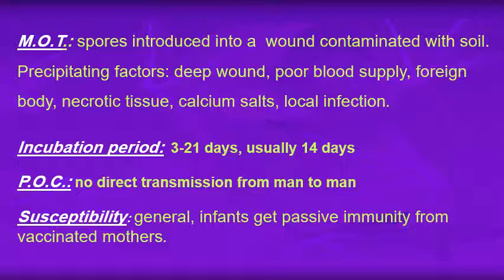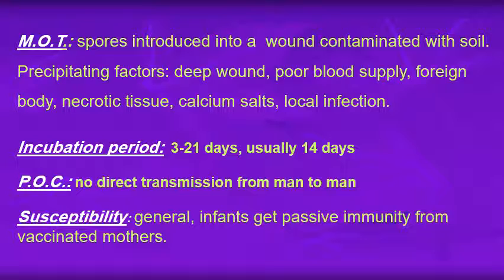Mode of transmission: spores introduced into a wound contaminated with soil. Precipitating factors, of course, deep wound, because there is more chance of anaerobism. Poor blood supply, for the same reason. Foreign body. Necrotic tissue, also because there will be no blood and so no oxygen. Calcium salts, and local infection, because the other microorganisms will be competing for the available oxygen, and so there will not be much oxygen, causing an anaerobism, which is excellent for this bacteria.